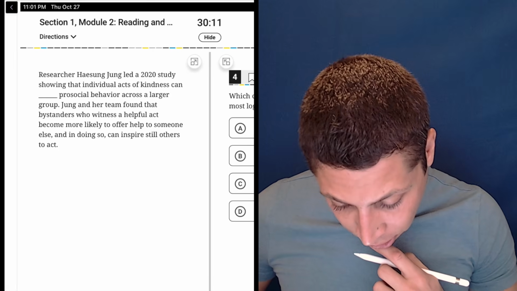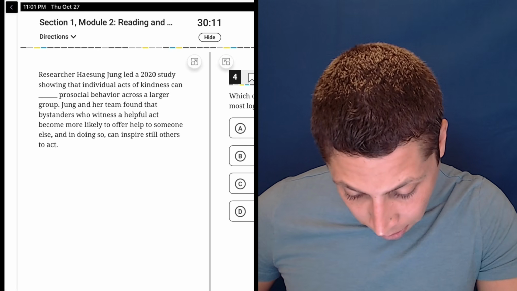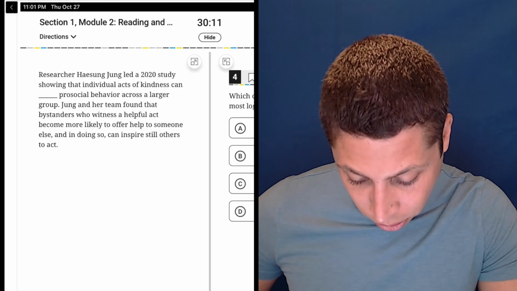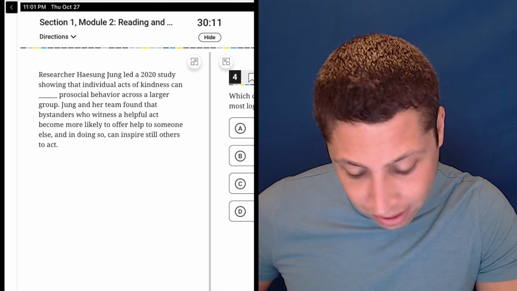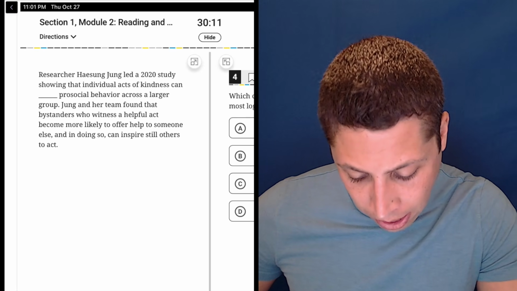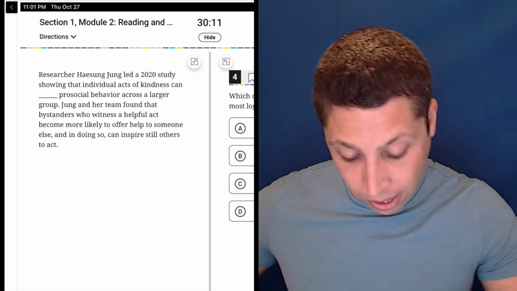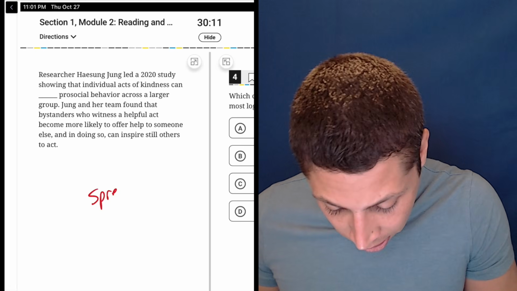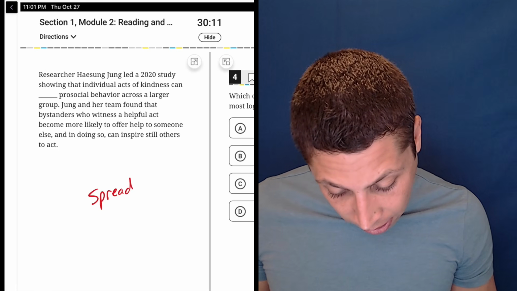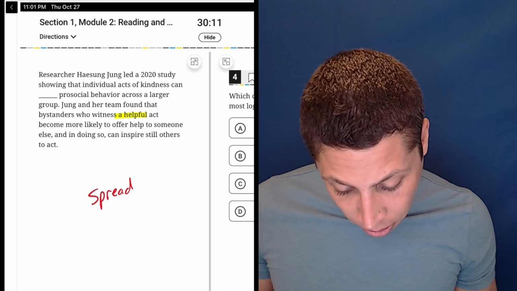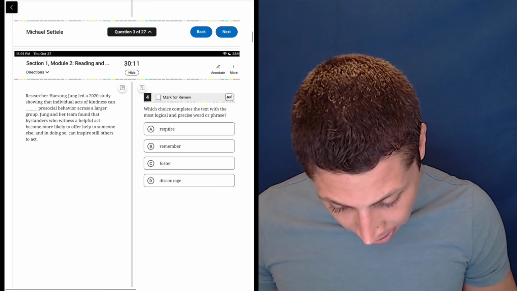This person's study showing that individual acts of kindness can blank pro-social behavior across a larger group. Young and her team found that bystanders who witness a helpful act become more likely, this is definitely repeating something, more likely to offer help to someone else, and in doing so can inspire still others. Okay, wow. Individual action can spread pro-social behavior across a larger group because if there's a single act, you're more likely helping someone else and inspiring others, so it's spreading, I think.